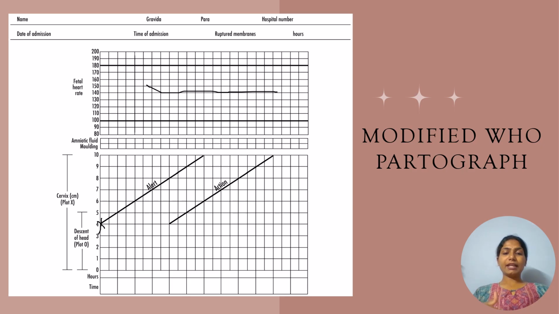But if the action line is crossed, definitely we have to intervene, because if the action line is crossed, that means vaginal delivery is unlikely, and we have to intervene and expedite the delivery by doing either an operative delivery if she is in the second stage of labor, or a cesarean section if she is still in the first stage of labor. So this is the assessment and plotting of the progress of labor based on cervical assessment and descent of head, using Crichton's rule of 5.